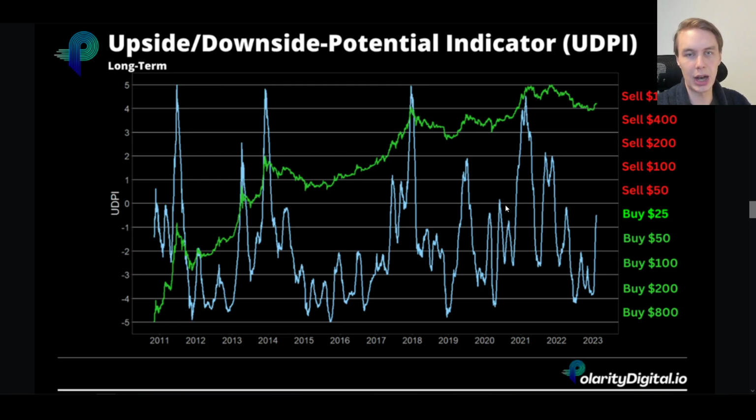So that's just one option. You could do whatever you want, obviously. You could set this up any way you want. That's just why I set it up with this particular example. So that's how you could use the UDPI for a weighted DCA strategy.